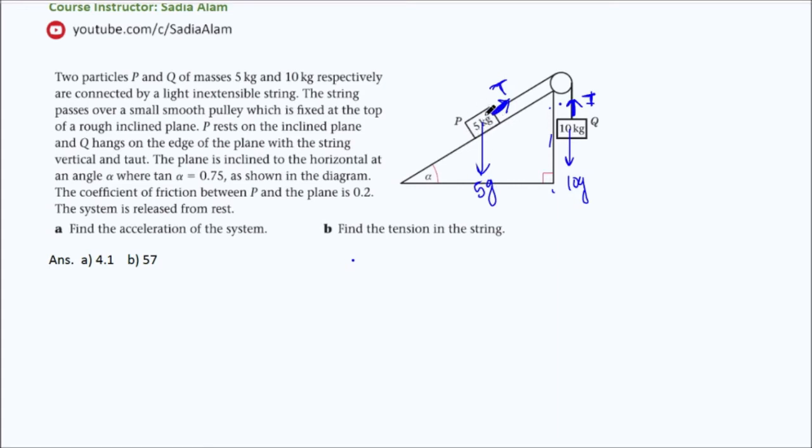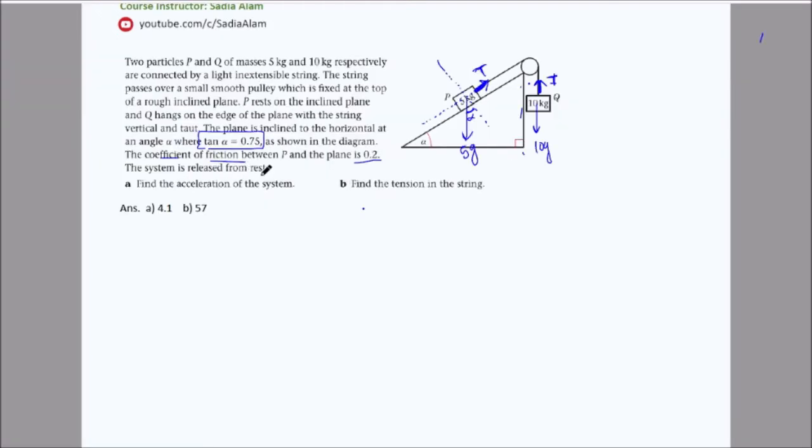So for P, since P will move in this direction along the plane, that's why this is the new x-axis, and perpendicular to this is the new y-axis. So this alpha, this angle, you can shift it here. As you can see, we need to break down the components of weight, and it's already given that tan alpha is 0.75, so we have to use that information. Coefficient of friction is 0.2. The system is released from rest.